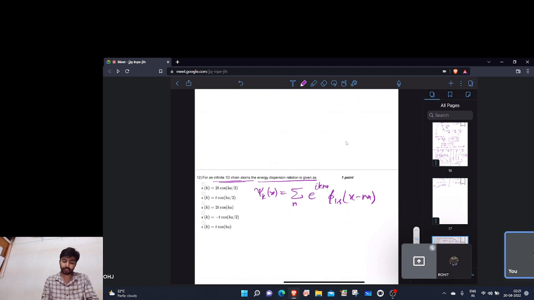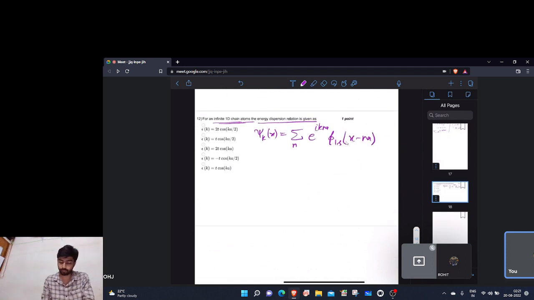Now assuming that these single electron wave functions phi are orthonormal, that is, the integral of phi 1s (x minus n a) phi 1s star (x minus n a) dx, in a single dimension we are talking, is equal to delta n, the orthonormality condition.